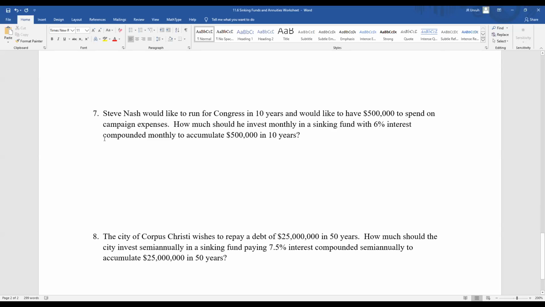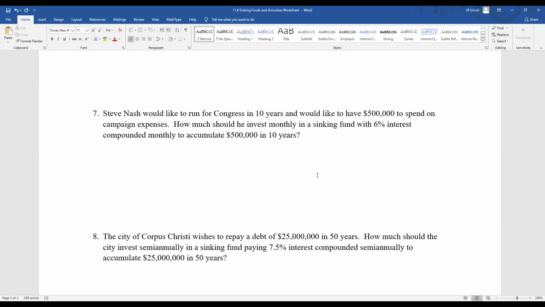So let's get down to number 7. Steve Nash would like to run for Congress in 10 years, would like to have $500,000 to spend on campaign expenses. How much should he invest monthly in a sinking fund with 6% interest compounded monthly to accumulate $500,000 in 10 years? Okay, so what I need to do here is, again, are we looking for how much he will have in the future, or is the unknown the amount that he's putting in at this point?